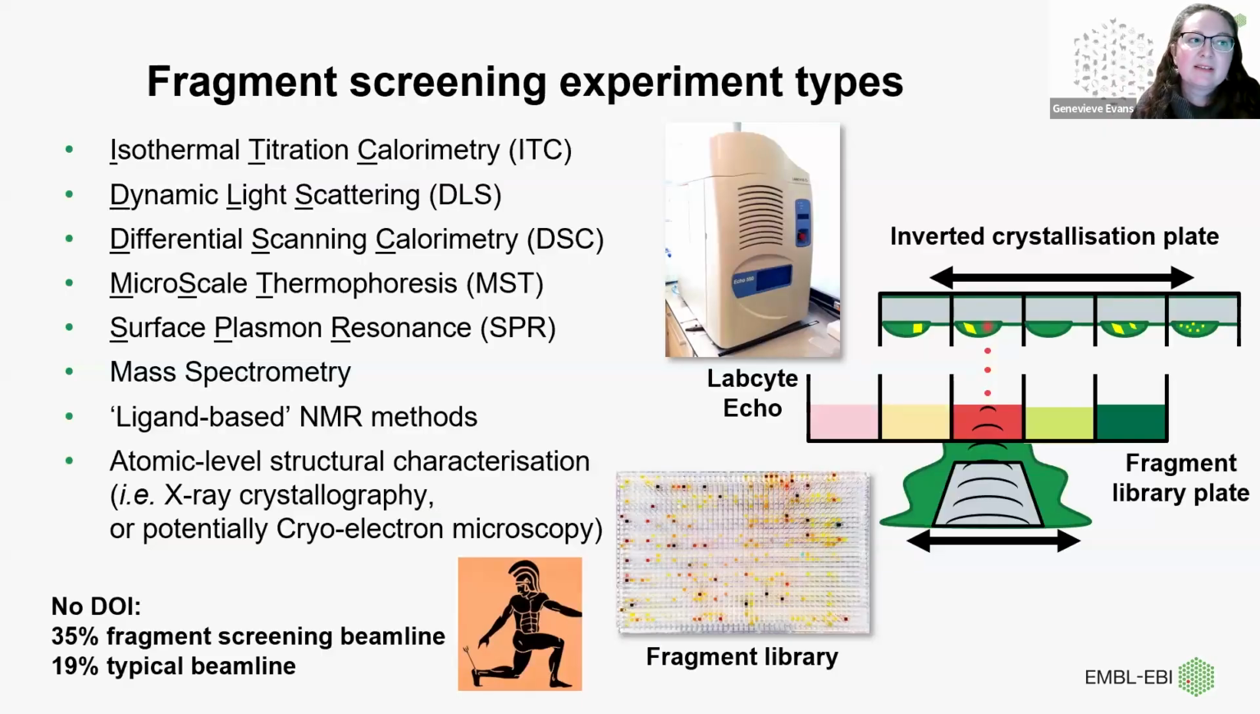So for fragment screening, there's a number of different methods that can be used. There's a number of biophysical methods: ITC, DLS, DSC, MST, SPR, mass spectrometry. And then obviously there are ligand-based NMR methods that can be used. And in addition, there's atomic level structure characterization, so the structures that get deposited to the PDBe, where a whole structure is determined with a fragment bound. And there's a variety of methods that could be used in order to determine these structures.